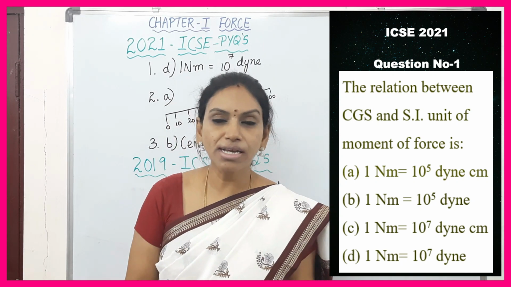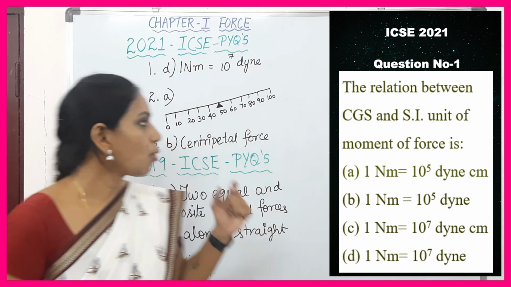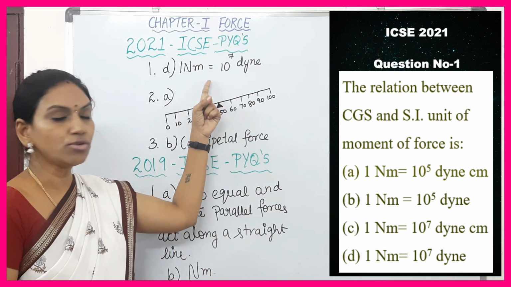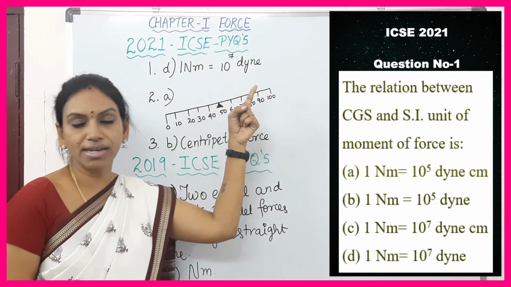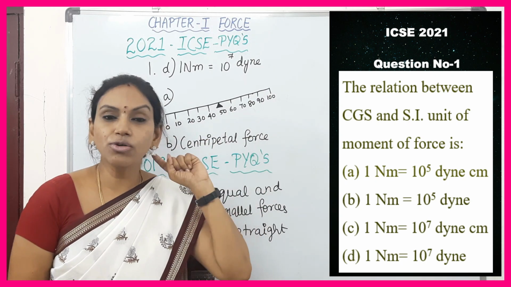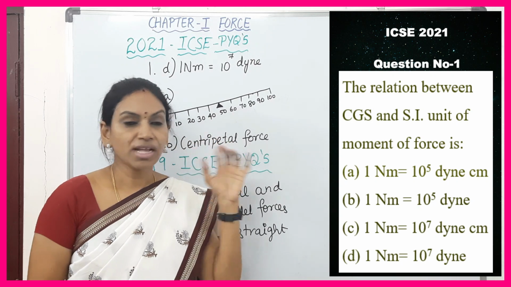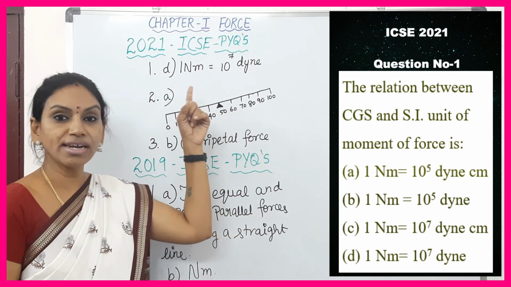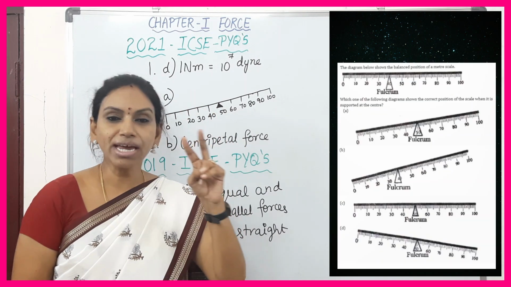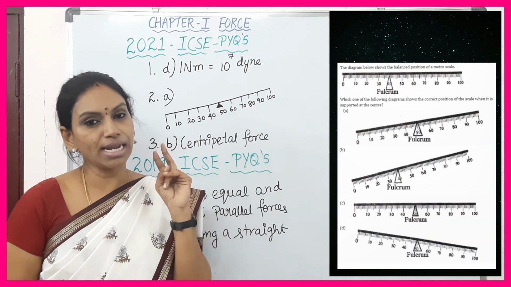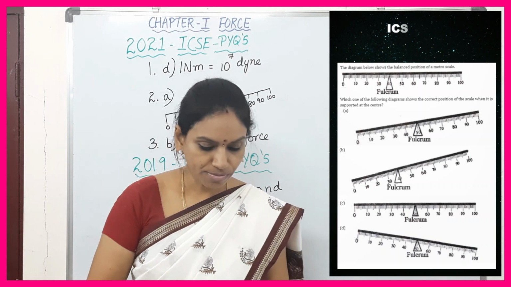So what will be the answer? The answer is 1 Newton meter is equal to 10 to the power 7 dynes. No centimeter or no meter there. It's only 10 to the power 7 dyne. That's your first question, which carries 1 mark. Next, second question also carries 1 mark. Let me read out the question for you.